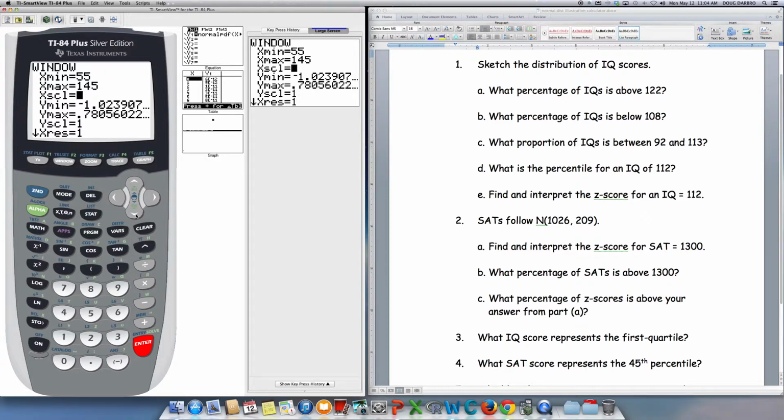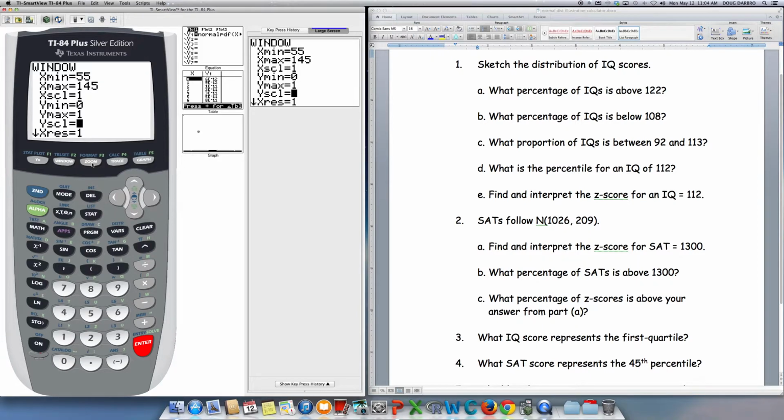Now, in terms of y min and y max, it doesn't matter what we set these as long as the y min is smaller than the y max. Believe it or not, that can be a problem with students sometimes. What we're going to do, we're going to use something called zoom fit. And what it does is it gives us the best picture of the graph based on the x min and x max that we've provided. So it's going to readjust the y min and y max to give us the best picture.